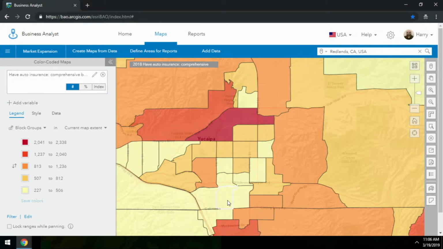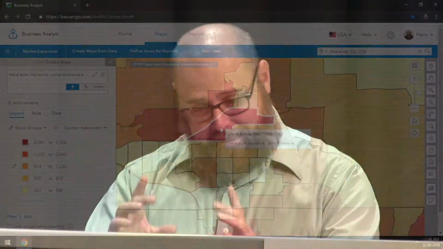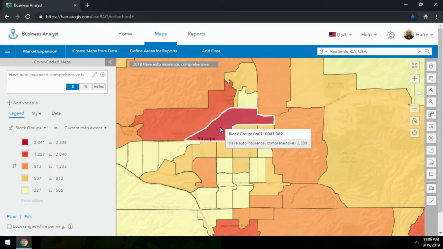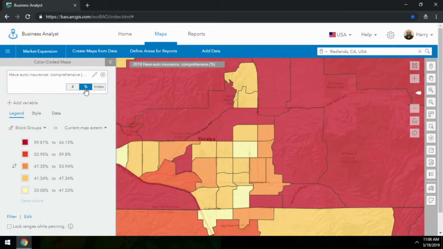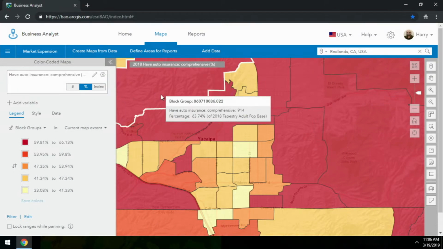Now, there's a couple of things I want to point out. What we're doing right now is we're looking at raw numbers. And looking at raw numbers can be a little misleading, because what this is saying is that in that red block group, about 2,338 people have comprehensive insurance. But let's look at percent of population. Now you can see the story changes dramatically, because even though there's not a high number of people that have comprehensive auto insurance, you can see the percentage of the people that live there do, with almost 64%.